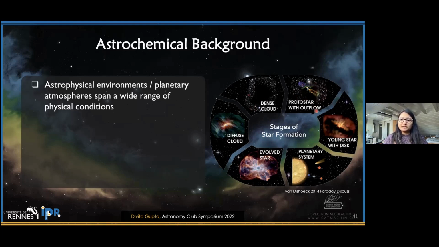Now within these different environments, what you actually have is a wide range of physical conditions, both in terms of densities and temperatures. For example, in diffuse clouds, you will have anywhere from 10 to 100 molecules per centimeter cubed. Whereas in the planetary systems, the young protoplanetary disks or the young stars, you would have somewhere around 10^5, 10^6 molecules per centimeter cubed. And in terms of temperatures, in the diffuse clouds, the outer regions might be quite hot, but the inner regions, as they are shielded from the UV radiation, become much colder. And around a star, the temperature will be much hotter and so on.